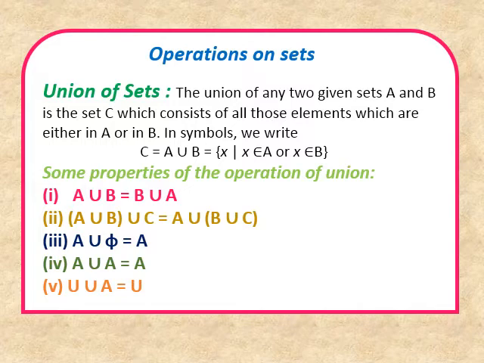Clear? Now I have noted down few properties of unions. That is, A union B is equal to B union A, commutative property. Then (A union B) union C will be equal to A union (B union C), that is associative property. Now A union phi, if you take the union of any set with empty set, it is the set A itself. Then A union A will be equal to what? The set A itself. If you take the union of universal set and any set A, that is U union A, then it will be the set U, that is the universal set. Clear? So pause and note down the points.